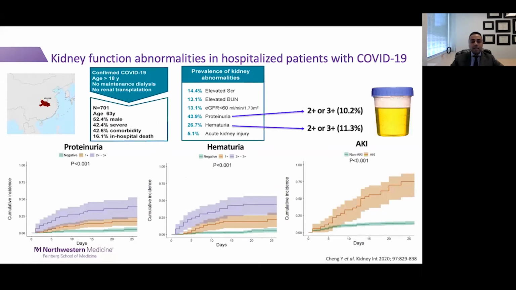But still at the beginning of the pandemic for us in the United States, we still actually did not know all of the kidney function abnormalities that we may see in hospitalized patients with COVID-19. This is one of the first reports, and it came from Wuhan in China, that demonstrated a cohort of over 700 individuals with COVID-19. And what they found was that the prevalence of acute kidney injury, or AKI, was around 5%.